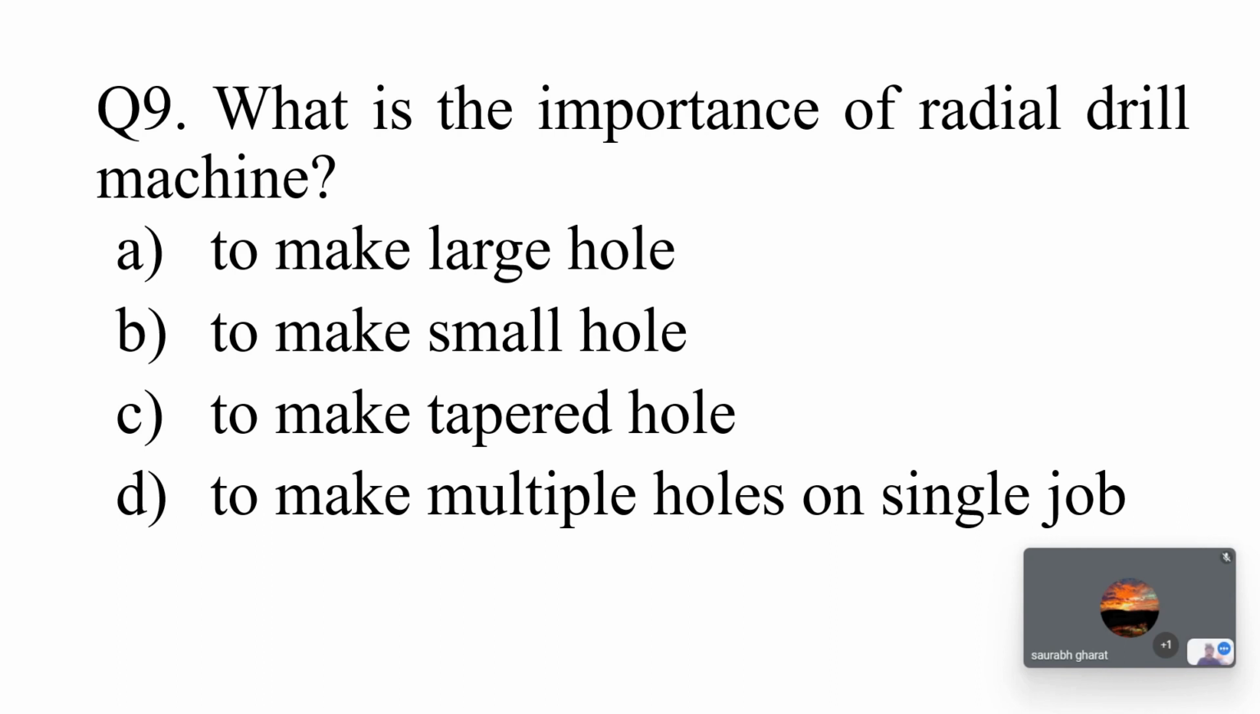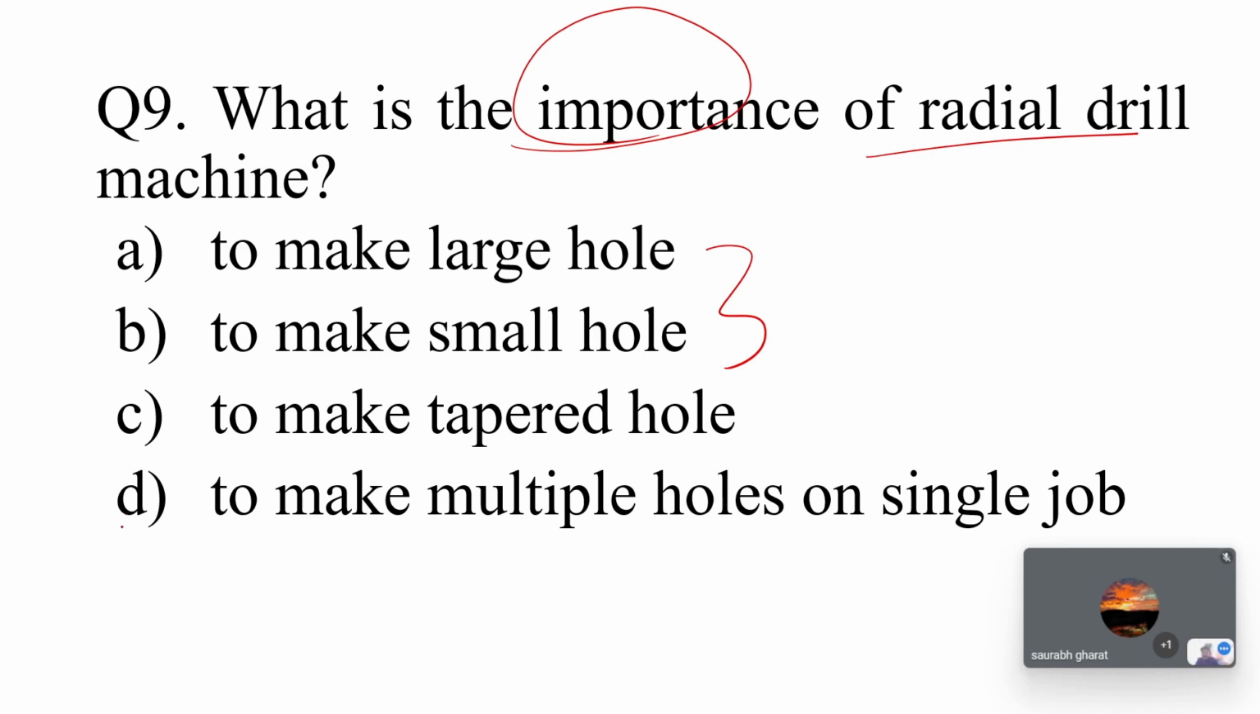To make a large hole and to make a small hole depends upon your drill size, the size of the drill bit you are using. So this is not a specific feature of the radial drill machine. It depends upon the size of the drill. To make a tapered hole, it depends upon the way you clamp your drill bit with respect to your workpiece. So that depends upon the tapered part.